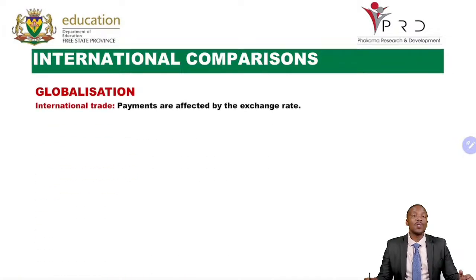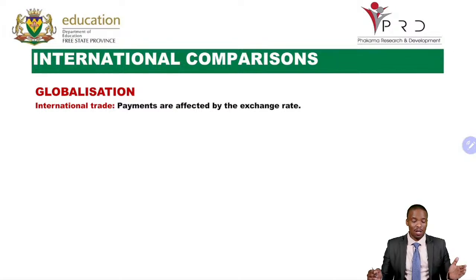Lastly, we look at the issue of international comparison, grade 12, where we look at the aspects of globalization. International trade payments are affected by the exchange rate. When we did topic 1, we said our dream is to see a point where 1 rand is equivalent to 1 US dollar, where if I need to buy goods from the United States, I do not have to go to the foreign exchange market first to determine how much is 1 rand to $1.